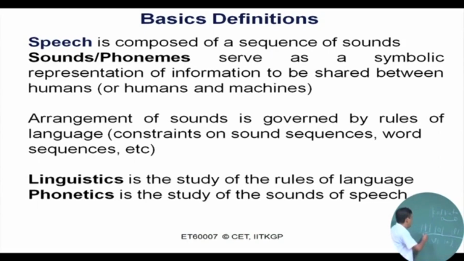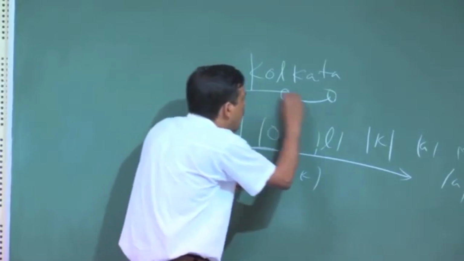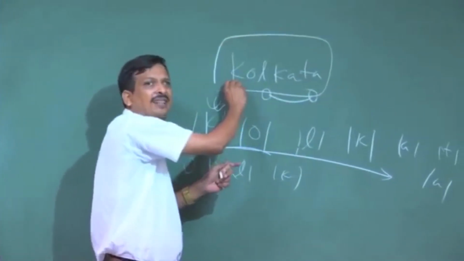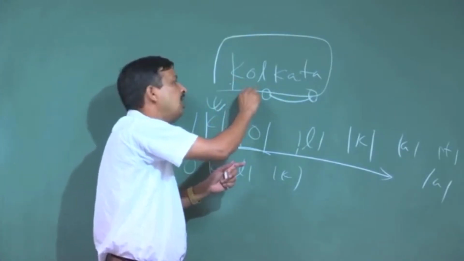Suppose "ko", this is an individual sound. So the study of individual sounds is called phonetics. How the sounds are governed by language rules for making valid compositions is the study of language, and that is called linguistics.